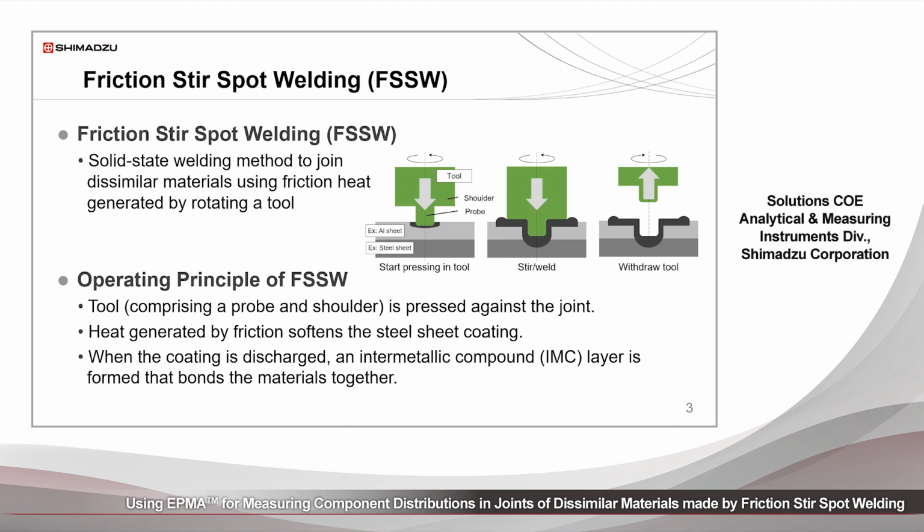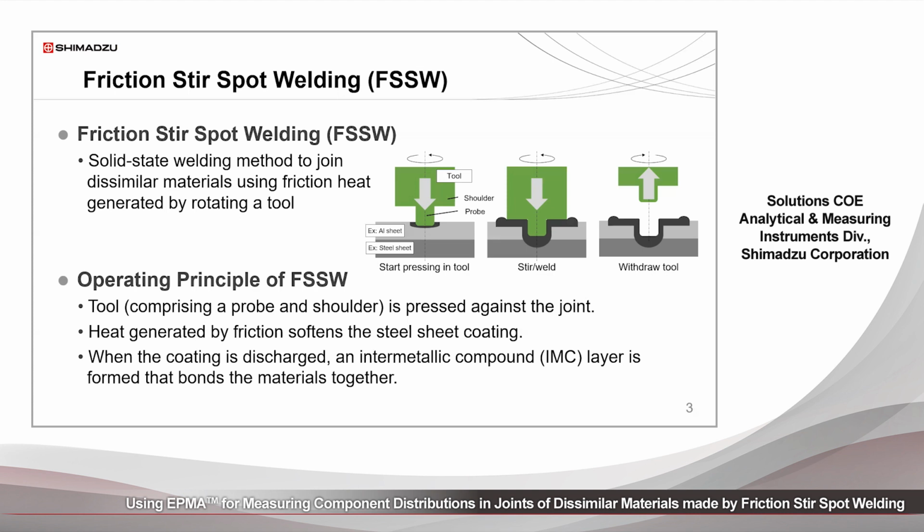In this case, what is happening is the probe is pressing into what would be an aluminum sheet. As a result of the rotation and the pressing of the tool, heat is formed from friction. This heat softens, in this case, the steel sheet, or in other words, it plasticizes the steel sheet to form what would be a welded joint.